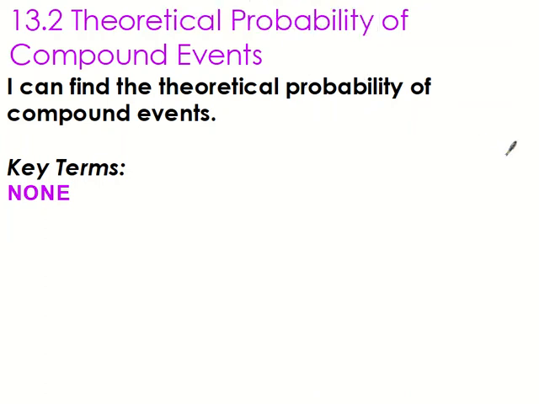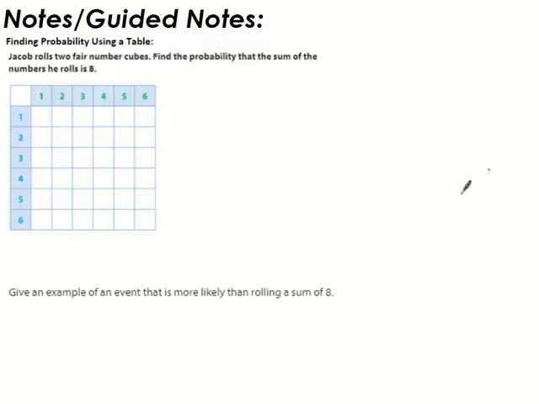All right, we're going to do 13.2, theoretical probability of compound events. So just like last time, theoretical meaning before we actually do anything, right? Just what might happen. And then compound, remember, means that we're going to have two things together. We don't have any new vocab terms today because everything is what we've already talked about.